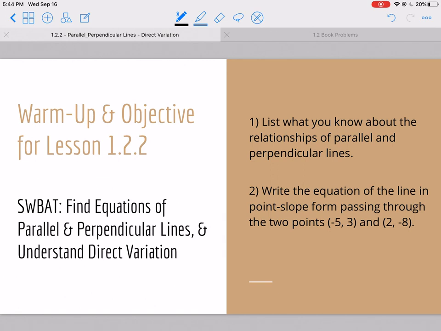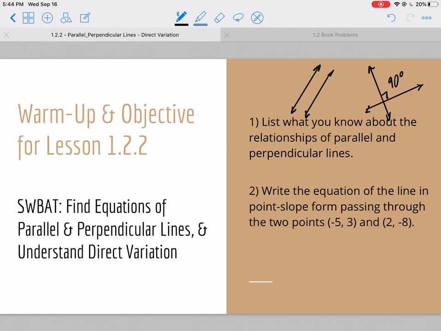So on number 1, this is going to be different depending on which student is answering this question, because you guys all will probably have a different memory of parallel and perpendicular lines. You may remember parallel lines look something like this and they never intersect. And you also may remember that perpendicular lines look something like this and they intersect at a 90-degree angle. So we'll learn all about that, refresh our memories on those today.